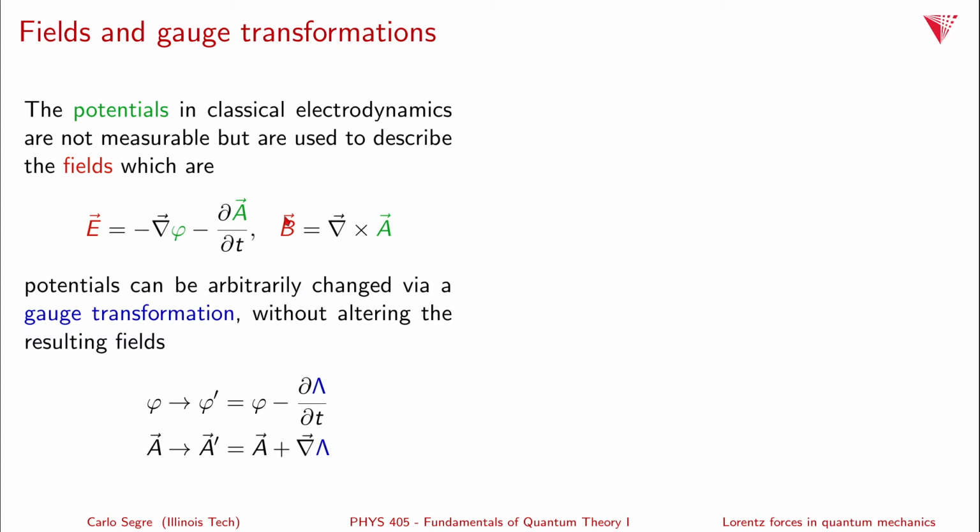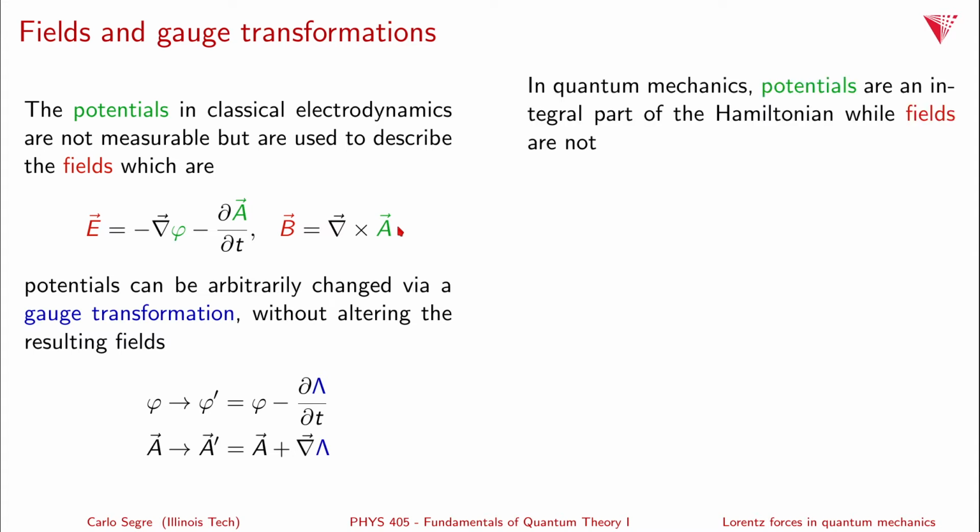The potentials can't be measured. In quantum mechanics, however, the potentials are exactly what we need to have. They're an integral part of the Hamiltonian, while the fields are not really in the picture at all. So the Hamiltonian, as we wrote before, was 1 over 2m times h bar over i gradient minus q times A, quantity squared, plus q phi.